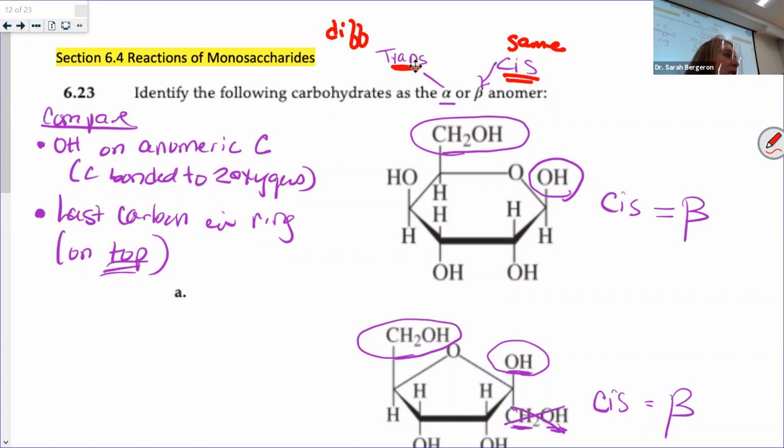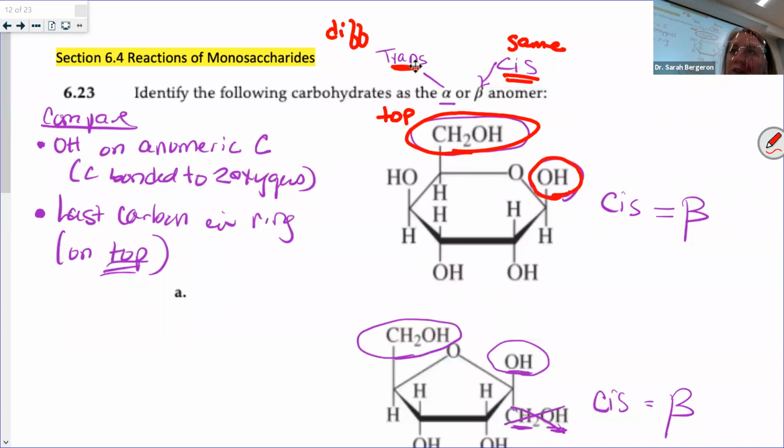If you took that ring and set it on your desk so that the ring would lay flat, then we would look at groups that would come up from the ring and groups that would go down from the ring. So that CH2OH is going up. It would be on the top of the ring, sitting up. This OH here on the side would also be up. So is this a cis or trans configuration? It's cis, it's the same.